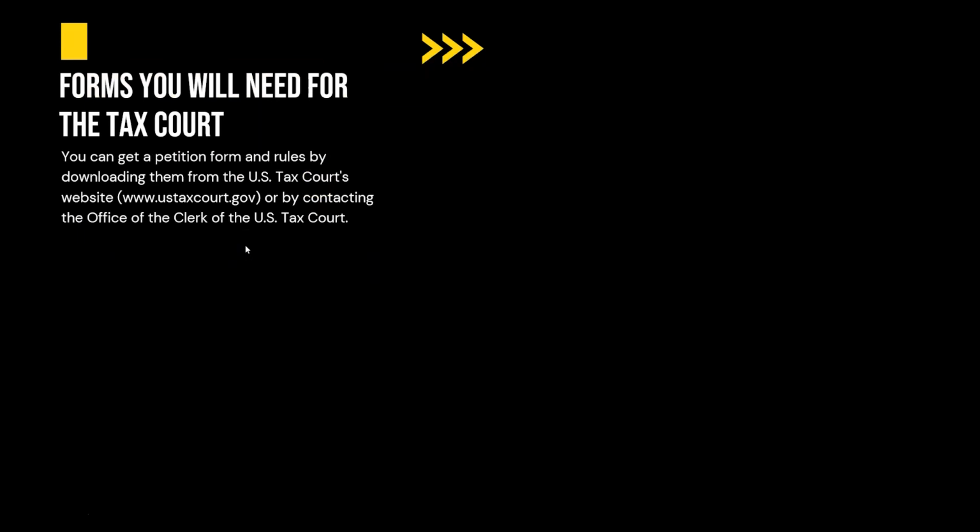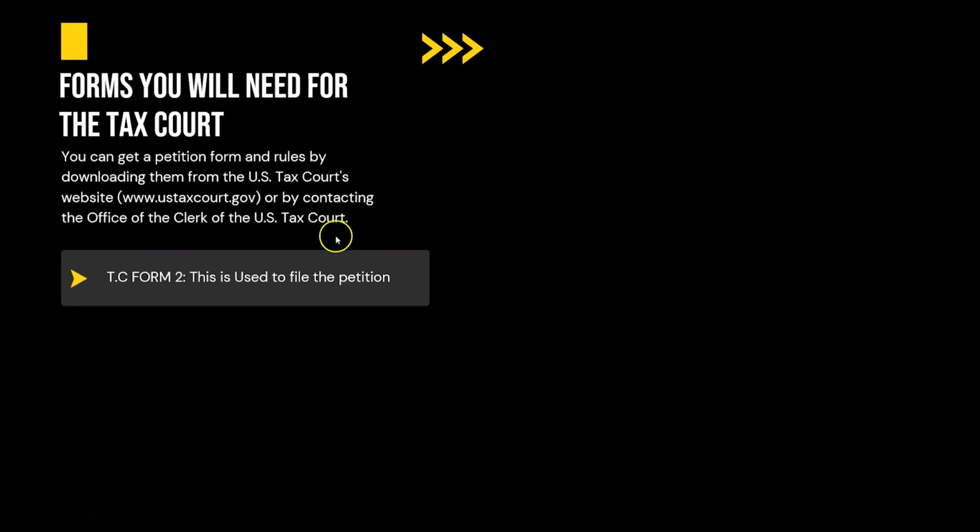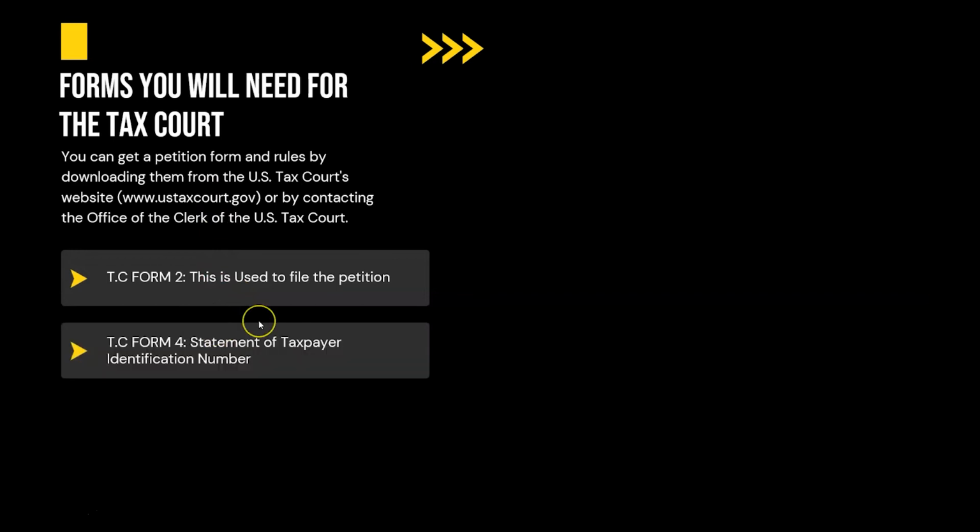What forms would you need? You can get a petition form and rules by downloading them from the ustaxcourt.gov website. You could also contact the office of the clerk of the U.S. Tax Court to get the forms. But generally, if you just do it online, you should be able to get the tax forms accurately. Now, again, we're going to stress that this part of the presentation is for educational purposes only. It's not legal advice or anything. It's just to educate you on what forms you would need.